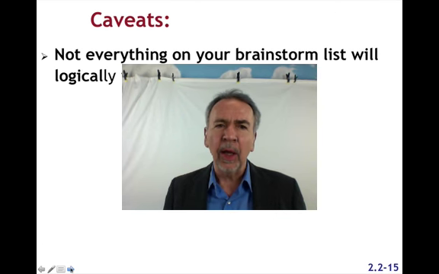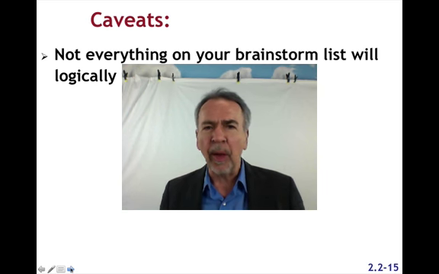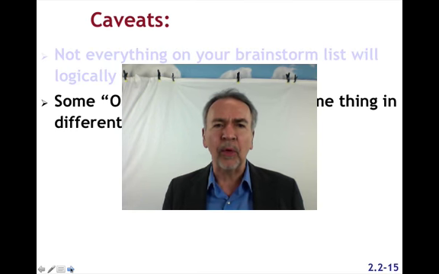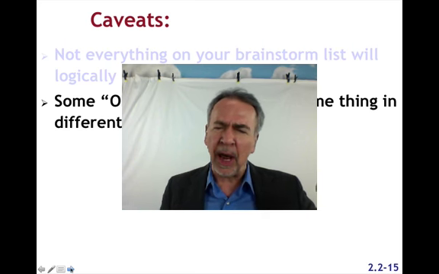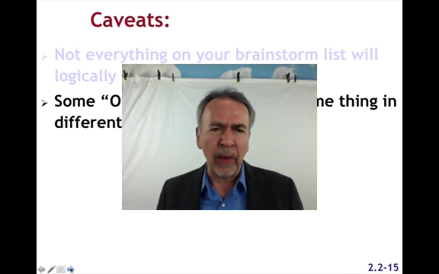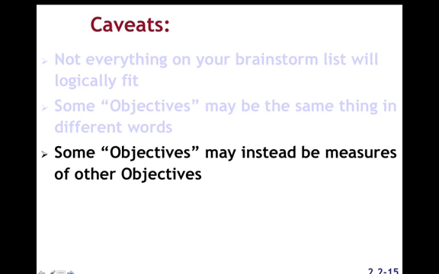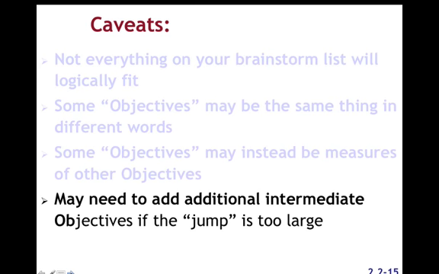A couple caveats. Not everything on your brainstorm list will logically fit. Don't expect it to. There'll always be some miscellaneous stuff. Just put that aside. Some objectives may be the same thing in different words. Let's say we had a team doing this and one said, eliminate the moth, another said, annihilate the moth, another said, destroy the moth, another one said, wipe them all out. Probably mean the same thing, so decide on what words are important. Some of the objectives may instead be measures of other objectives, and you'll see examples of that in some of the later modules. You may need to add some additional intermediate objectives if the jump between levels is too large.